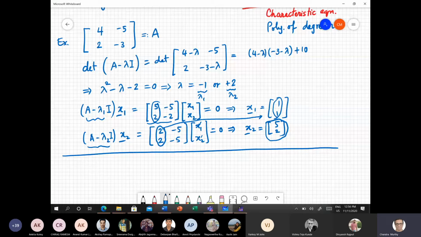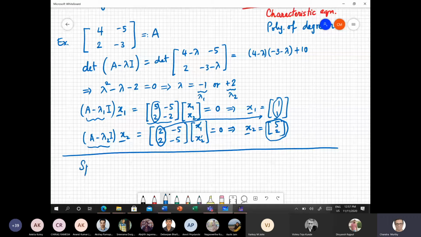And once you have found the eigenvalues, you compute A minus lambda I for each eigenvalue, and you find a basis for the non-trivial null space of A minus lambda I, and that gives you the eigenvectors corresponding to that eigenvalue. So now there's a couple more definitions.